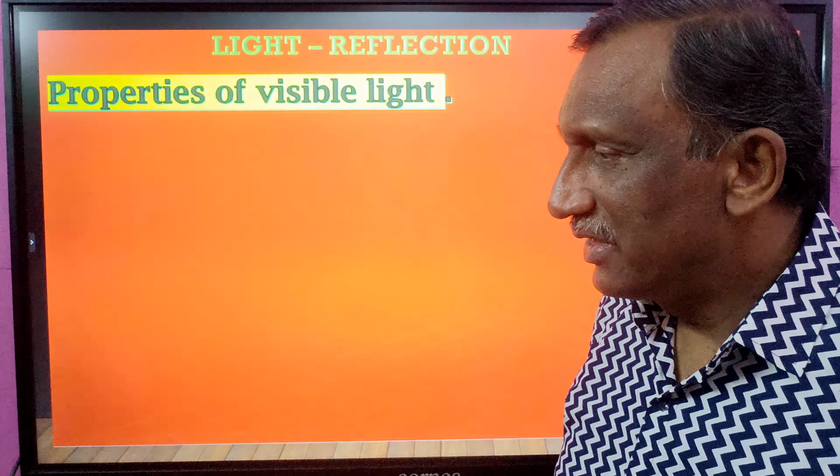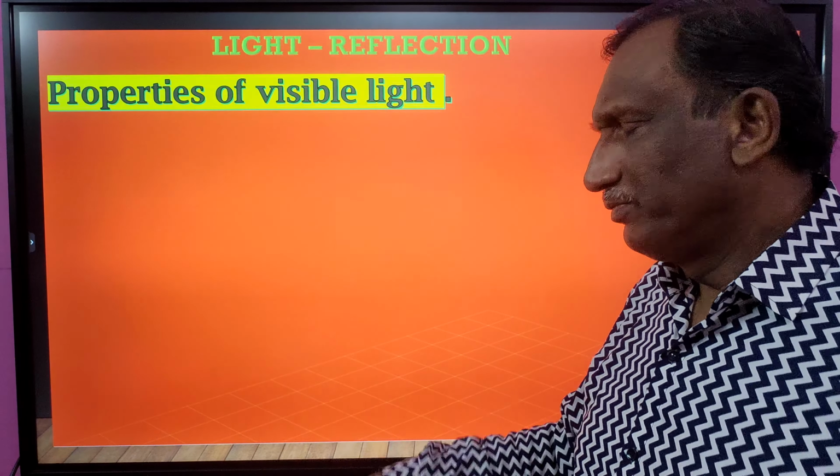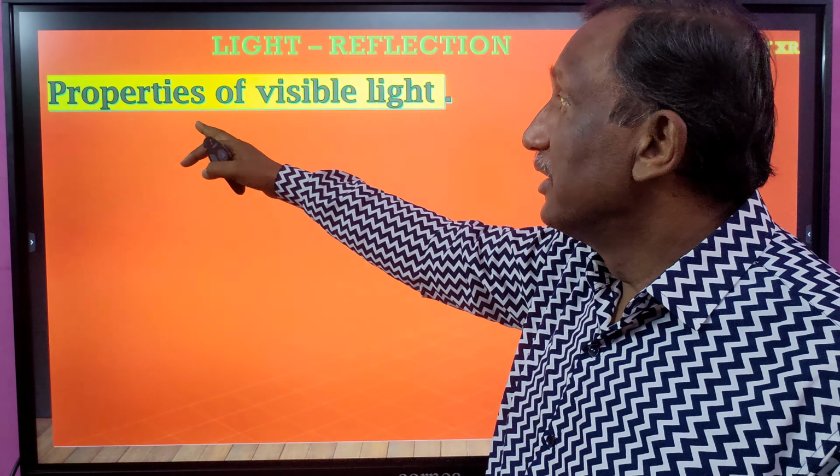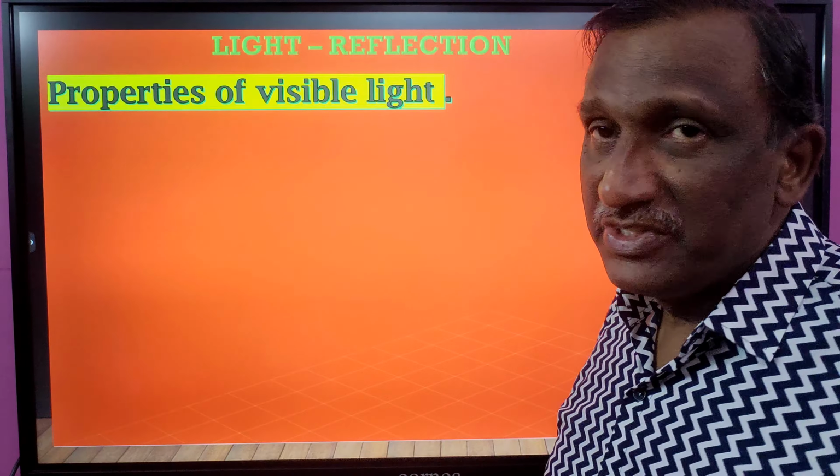Infrared and ultraviolet, since we cannot see them, we require a special type of devices to observe them. That is beyond the syllabus of class 10th, and even in class 12th we are not studying those, only with definitions we are studying. So here we talk about properties of visible light.